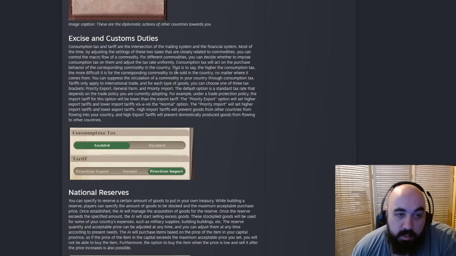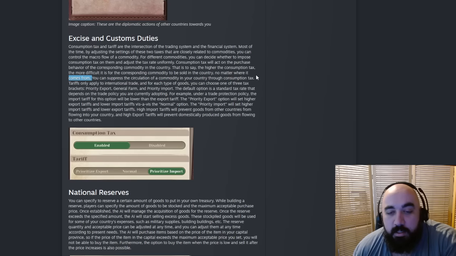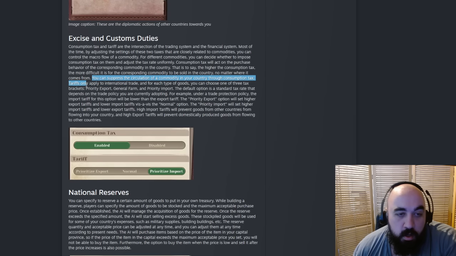Consumption tax will act on the purchasing behavior of the corresponding commodity in the country. That is to say, the higher the consumption tax, the more difficult it is for the corresponding commodity to be sold in the country, no matter where it comes from. You can suppress the circulation of a commodity in your country through a consumption tax, ostensibly so you can export it some more.